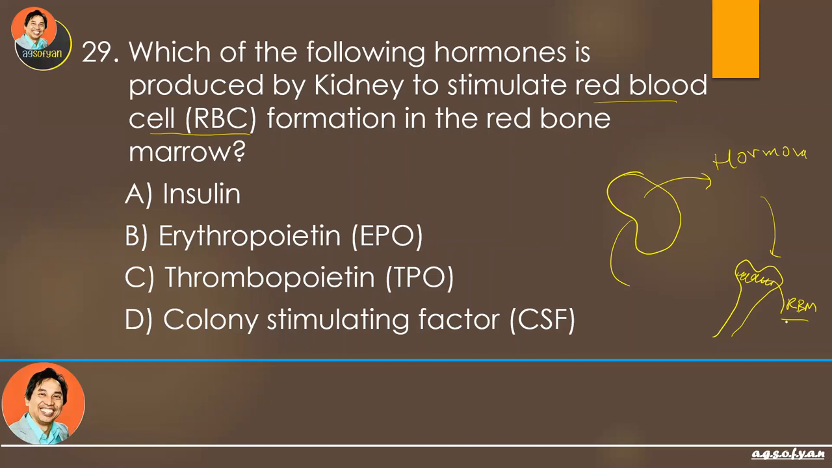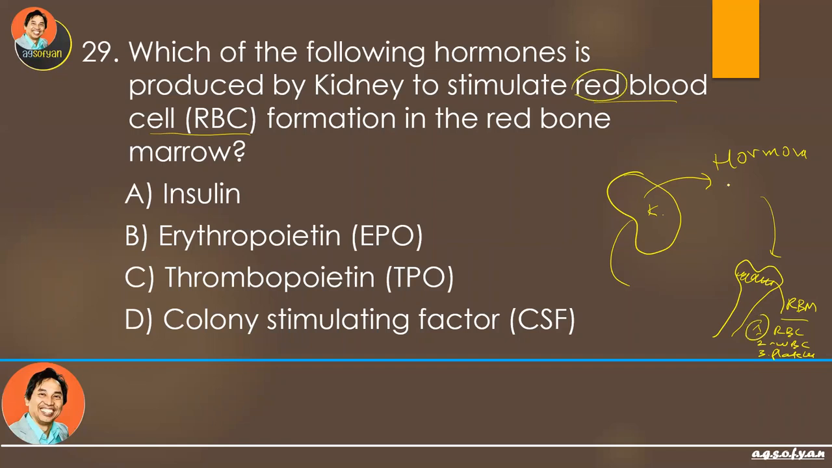Remember, red bone marrow produces all the blood types: red blood cell, white blood cell, and the platelets. One of these blood cells is stimulated by the hormone produced by this kidney. And this is the red blood cell.